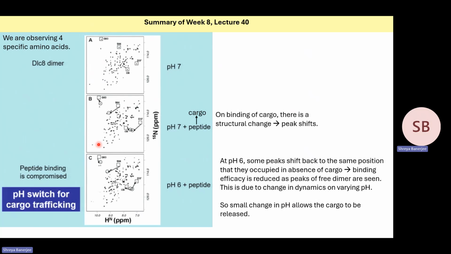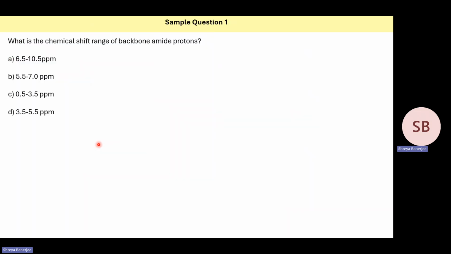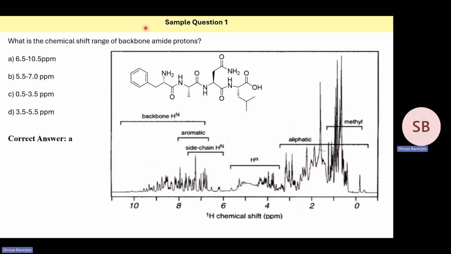So now we'll quickly go through some questions, which are basically the assignment problems of week 7. The first question asked, what is the chemical shift range of backbone amide protons? You can just remember this picture. It will help you remember the different ranges. The backbone amide basically ranges from around 6.5 to 10.5. That is option A, so option A is the correct answer.